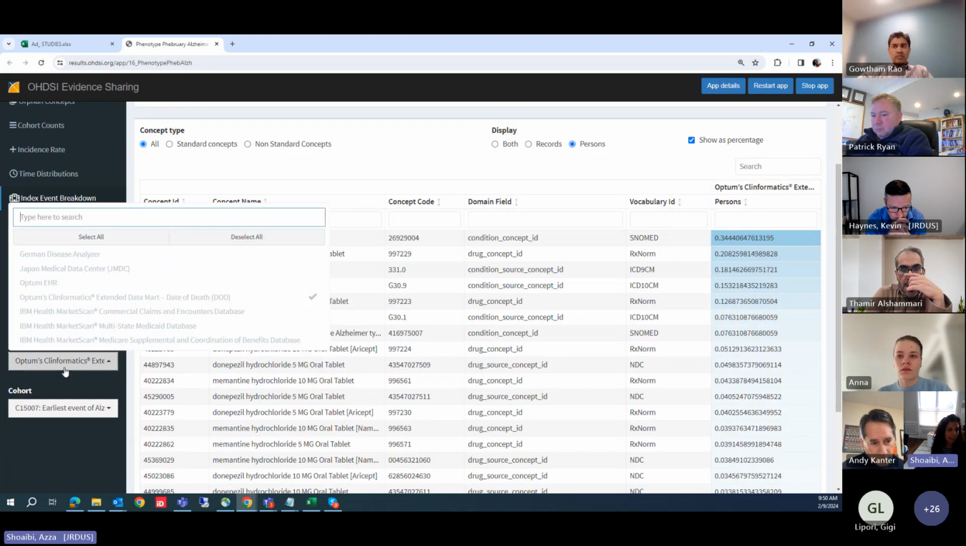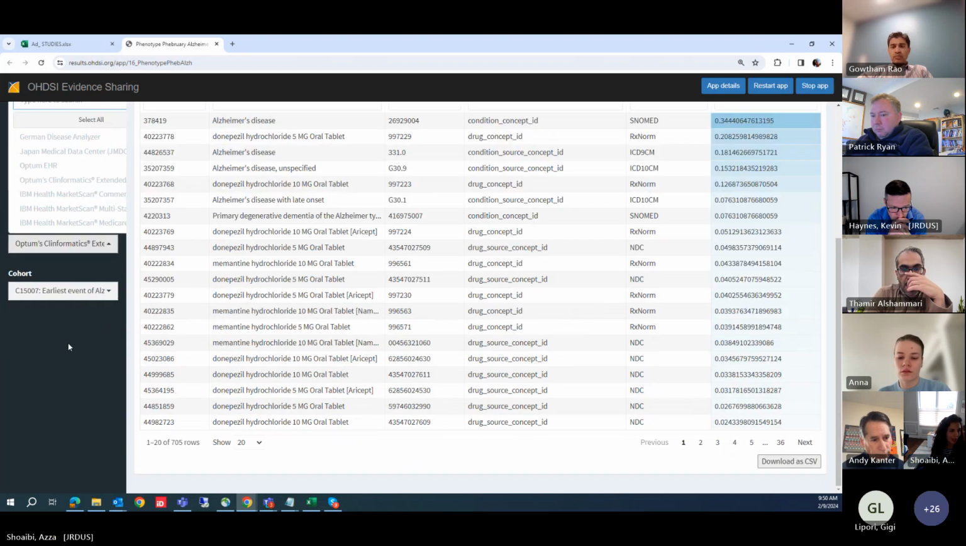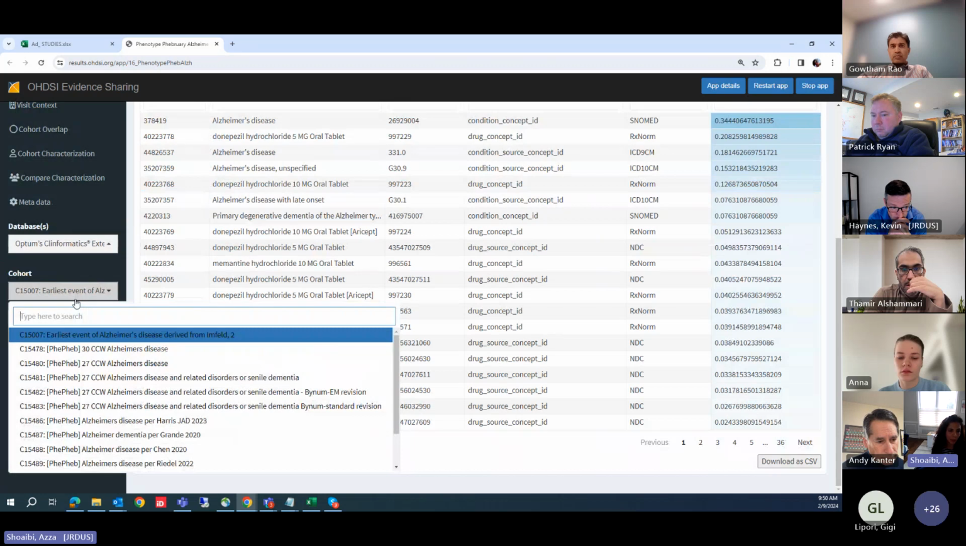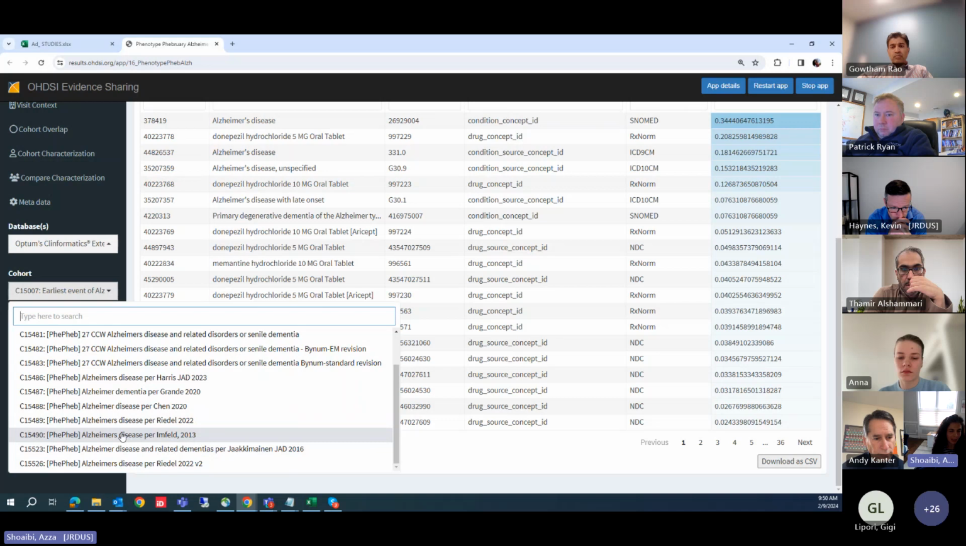So in this case, I can actually pick multiple data sources, but let's stick to one. And in that case, I can only pick one cohort at a time. So I'm going to go to Harris because it's the one that has a whole long list of codes, and you can come in if you are on treatment as well.